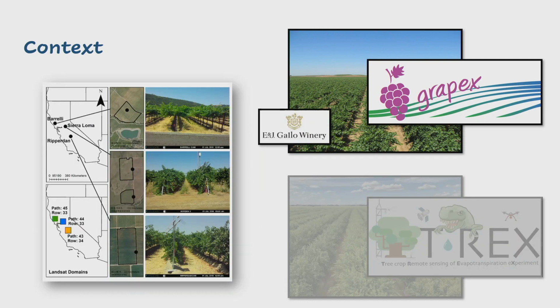Oh, cool. All right. So like I said, Grapex, we actually started this with a collaboration with E&J Gallo Winery, which is the world's largest family-owned winery. We had vineyards located up in Sonoma County, down through the Central Valley at our site in Sierra Loma, which is just south of Sacramento, and then all the way down towards our Ripperdan site in Fresno, California.